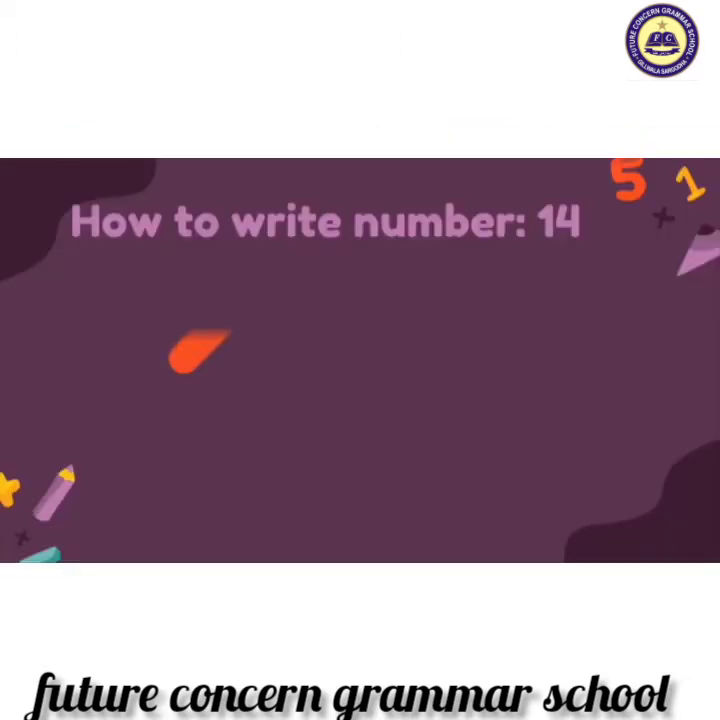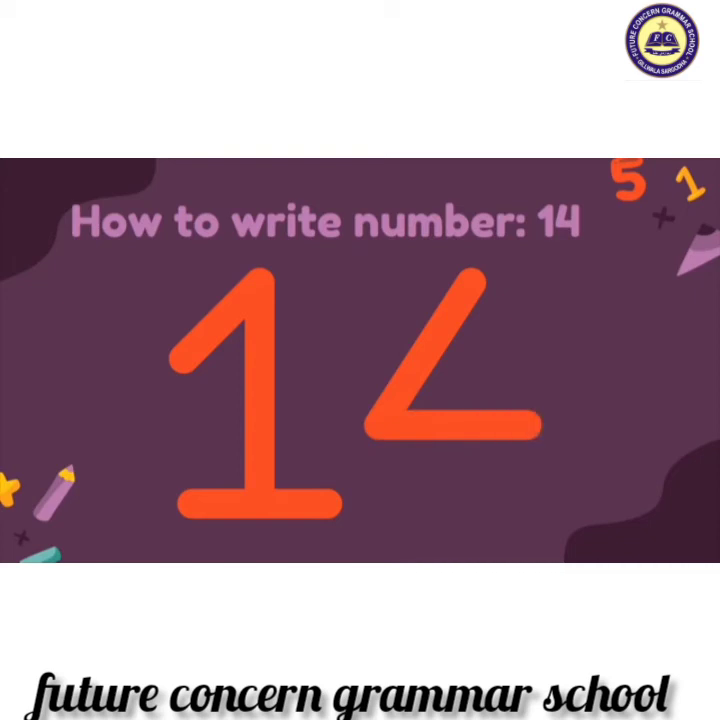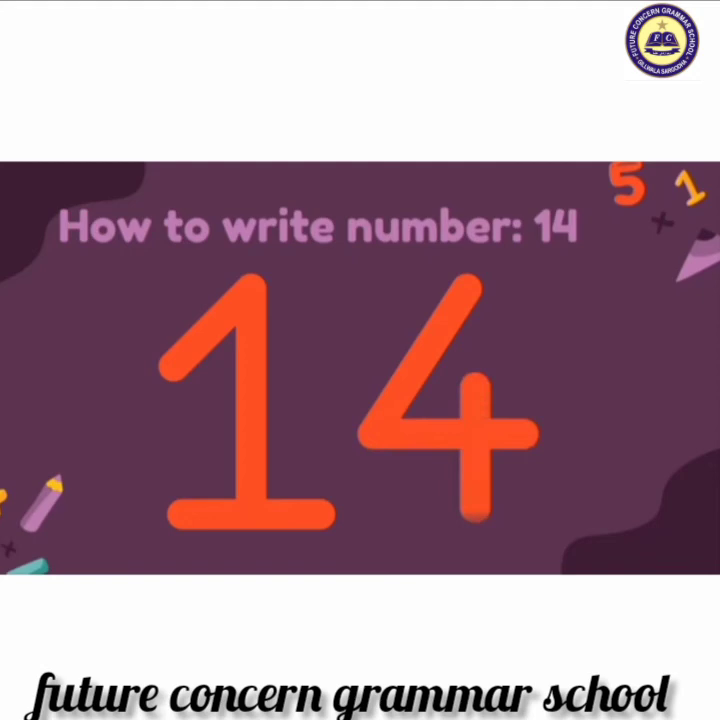Make a small slanting line, then make a standing line and a slipping line. That's 1. Make a slanting line, slipping line and standing line. It's a 14. Number 14.